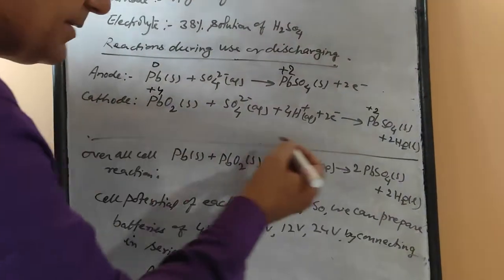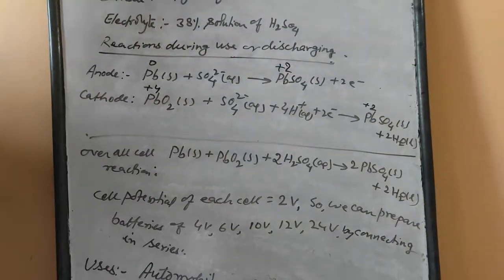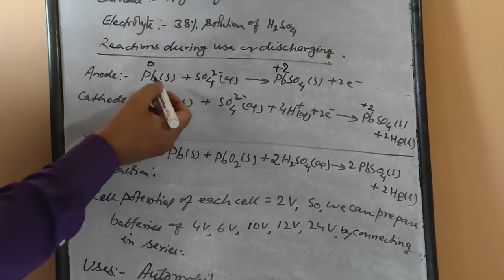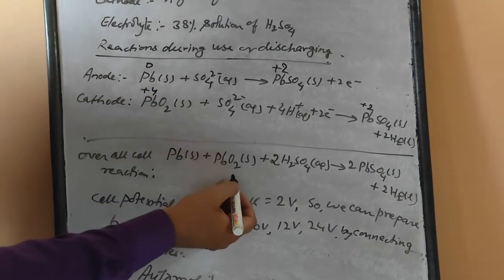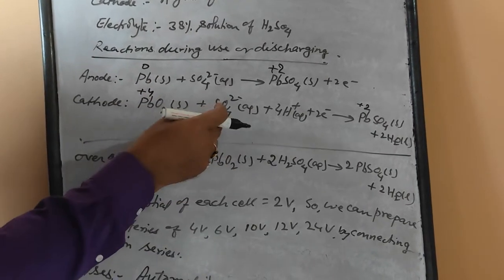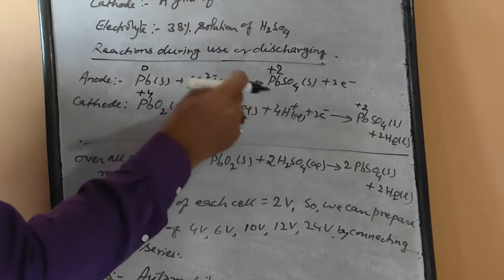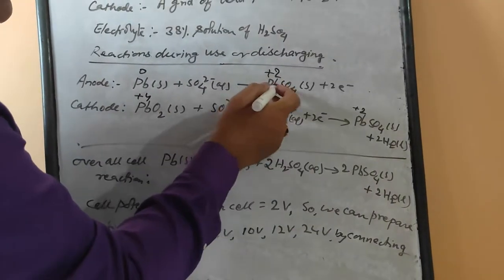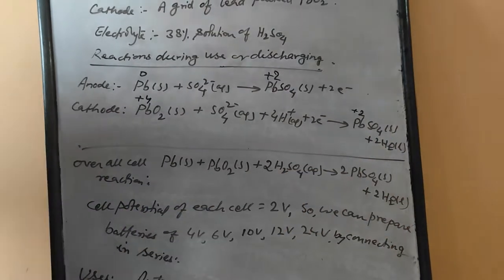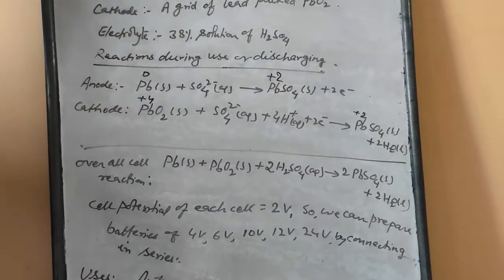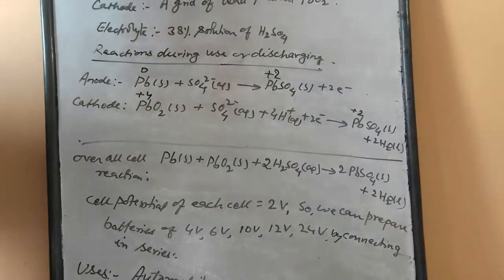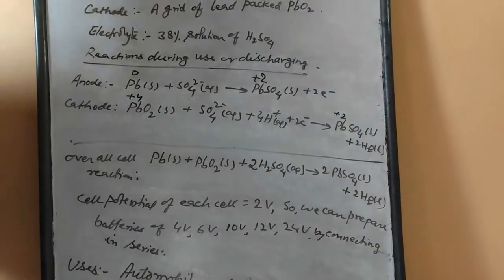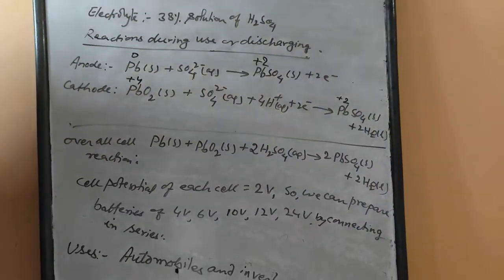Now add both the reactions. The overall cell reaction is Pb solid plus PbO2 solid plus 2SO4 2- and 4H+, you can write 2H2SO4 aqueous, gives 2PbSO4 plus 2H2O liquid. This is the overall cell reaction of the lead storage battery when it is in use, when it is discharged.